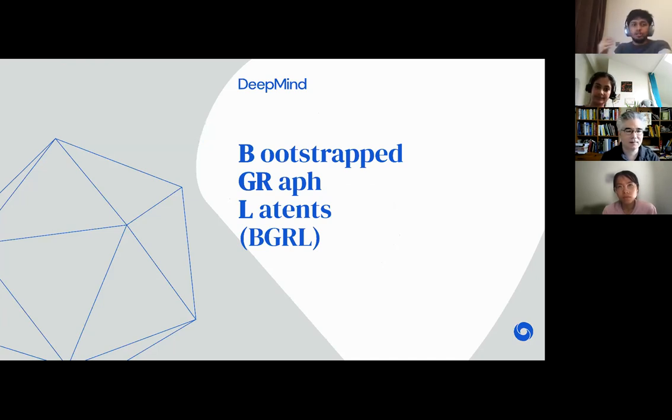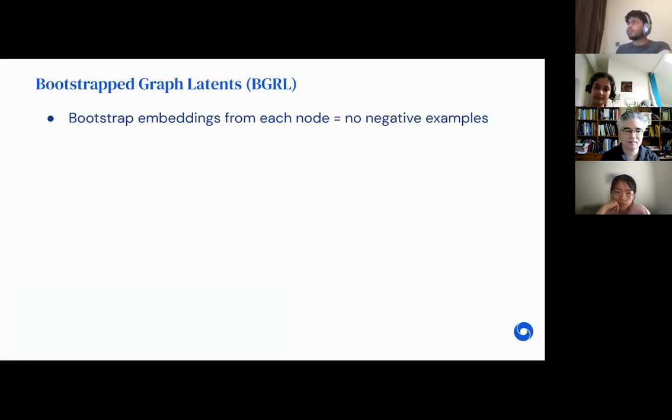The motivation was really to get rid of negative examples to address these two problems. So we proposed bootstrapped graph latents, or BGRL. Okay, so I'll go through the mechanical description of what the algorithm looks like. The key idea is to bootstrap embeddings from each node without ever using negative examples.